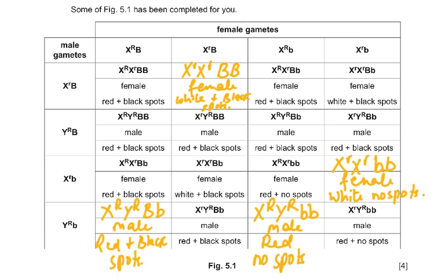I mean, they made it easy for you, so you just had to complete this table. As you can see, I've completed this. There are four boxes that you have to complete, for 4 marks, so you could have got the 4 marks if you had got this all correct. We had to know XY was a male and XX was a female, and that was easy to deduce, not a very difficult part of the question.